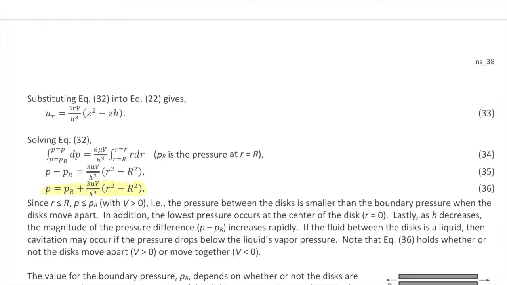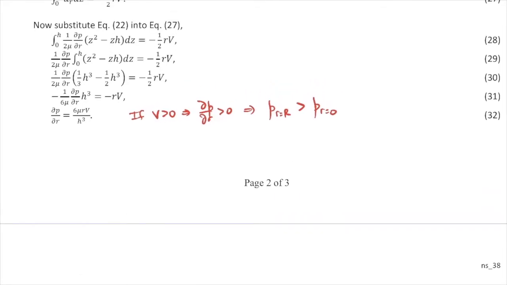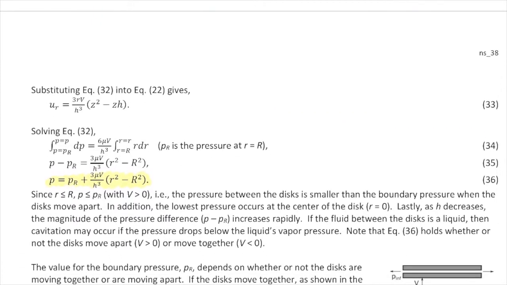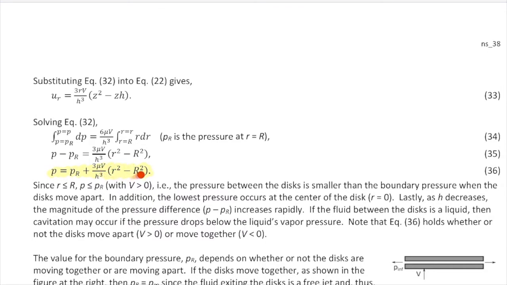And when you look at that, you'll notice that r is always less than or equal to capital R. So this term will be negative. V is positive, headed downward. So that means that the pressure at some arbitrary radius will always be less than the pressure at the edge. We talked about this before when we talked about the pressure gradient right up in here. So the pressure is decreasing as we go inside. And in fact, it goes parabolically.